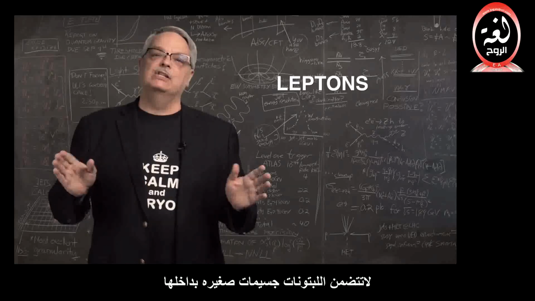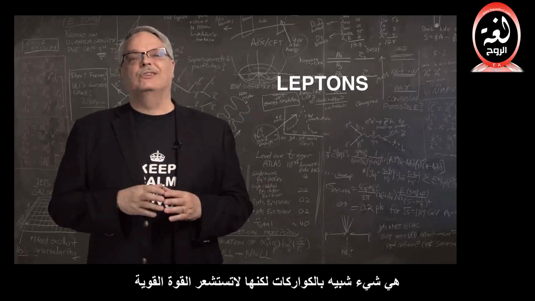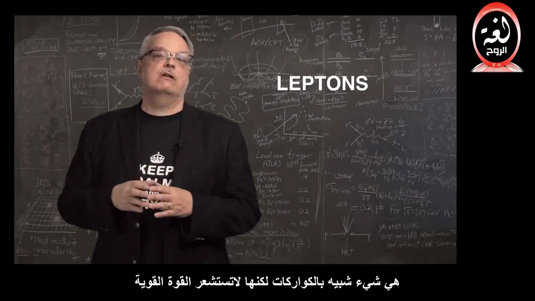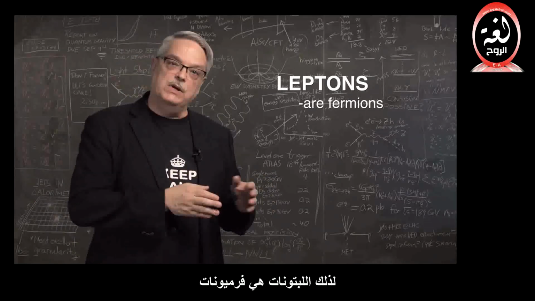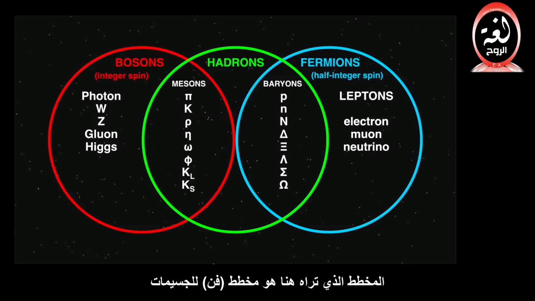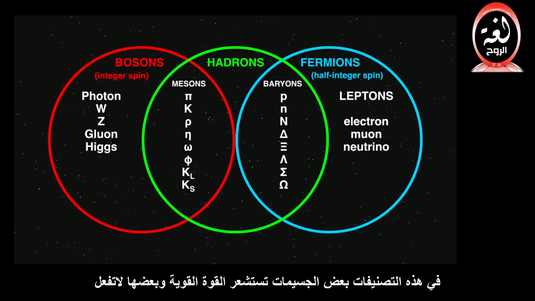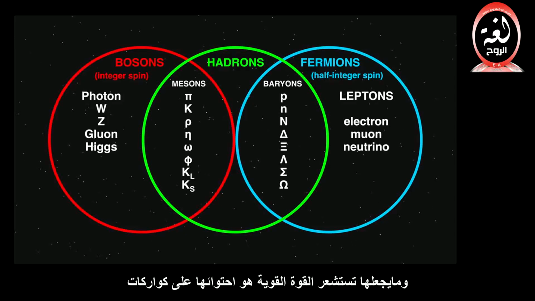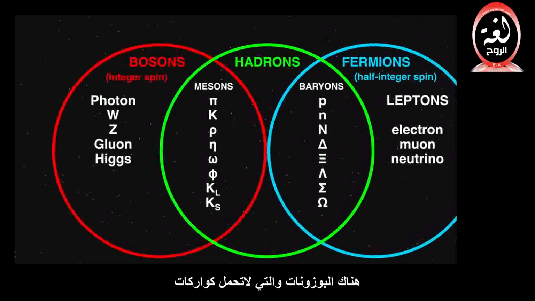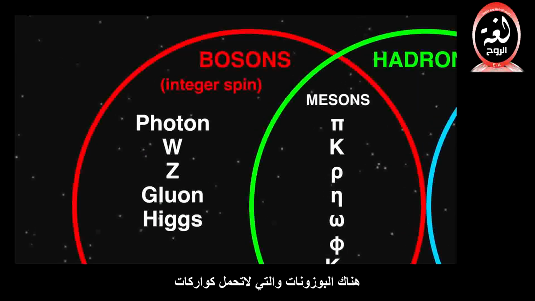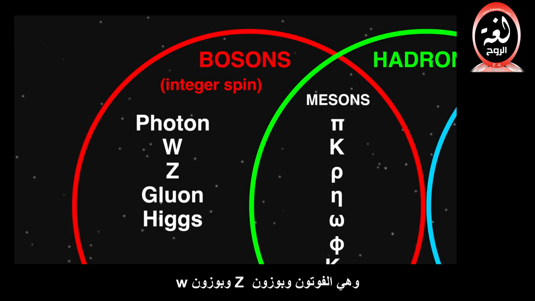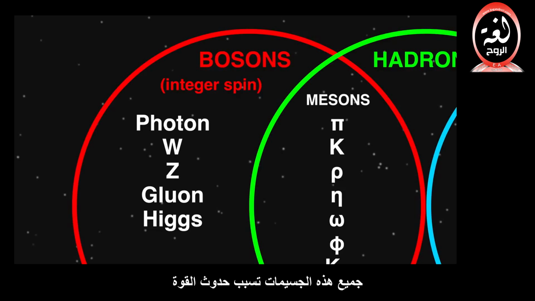Leptons aren't thought to contain smaller particles within them. Leptons are kind of like quarks, but without feeling the strong force. So leptons are fermions. The diagram you see here is kind of a Venn diagram of particles. There are the distinct fermion and boson classes. Within those classes, some particles feel the strong force and some don't. What makes them feel the strong force is they carry quarks. There are bosons which don't carry quarks. They are the photon, the W and Z bosons, the gluon, and the Higgs boson. All of them are particles that cause forces to happen.